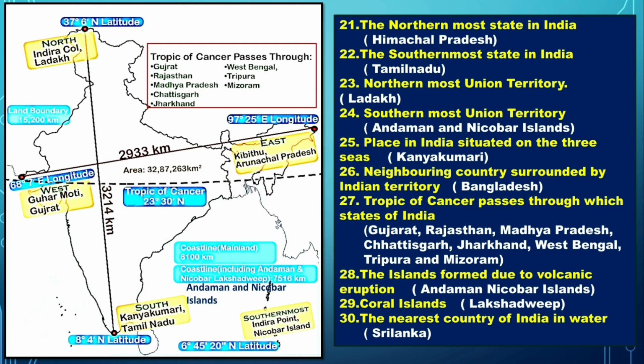Now, the Tropic of Cancer passes through which states? We have already learned that one. Once again, we revise that: Gujarat, Rajasthan, Madhya Pradesh, Chhattisgarh, Jharkhand, West Bengal, Tripura and Mizoram. Next, the islands formed due to volcanic eruption, that is the Andaman and Nicobar Islands. Coral islands, or the islands that originated from corals, that is Lakshadweep. Next, the nearest country to India across water, that is Sri Lanka.